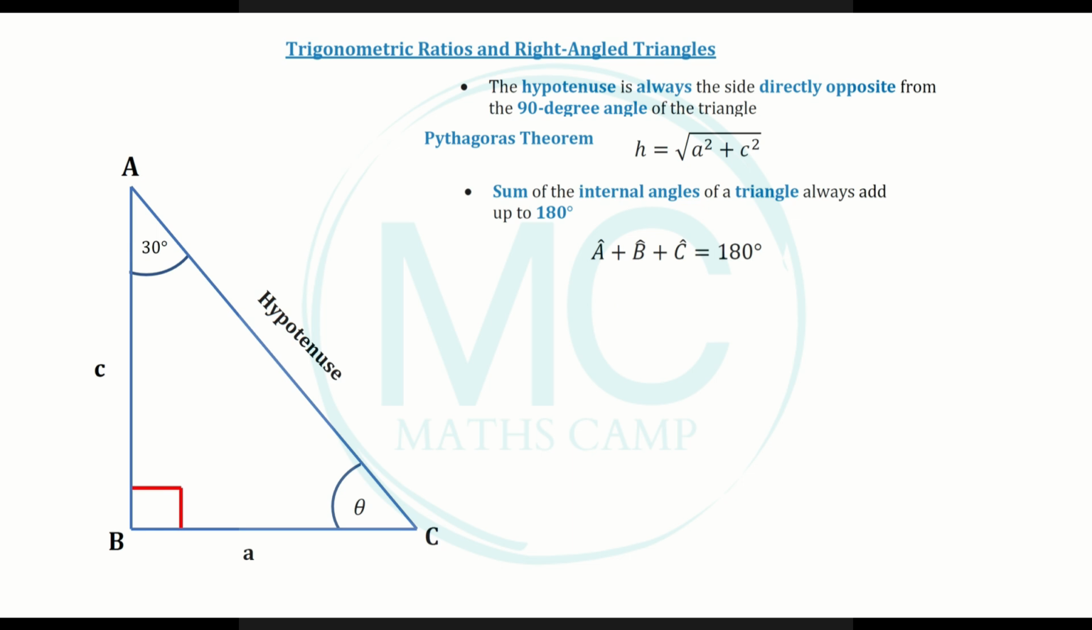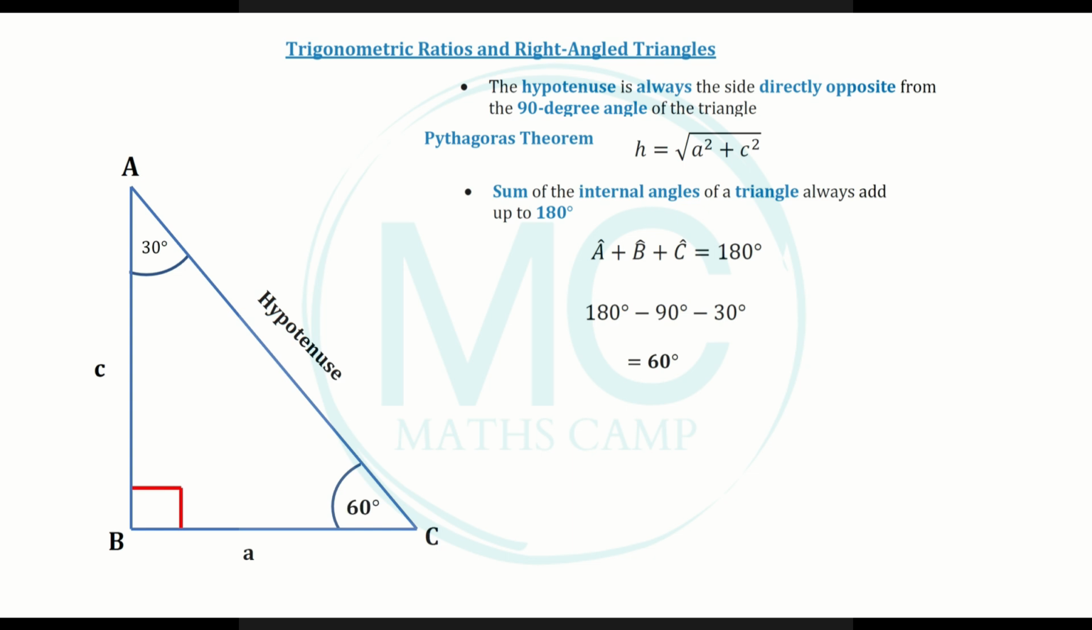So let's find the value of theta over here. The sum of all the angles in a triangle is 180 degrees. So we can say 180 degrees minus angle B, which is 90 degrees, minus angle A, which is 30 degrees. 180 minus 90 gives us 90 degrees, minus 30 gives us 60 degrees. This is the value of theta. So let's put this into our triangle over here.